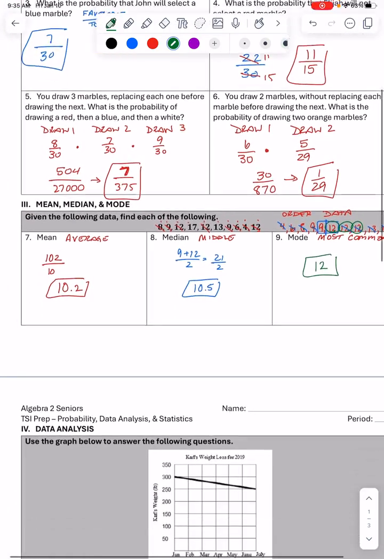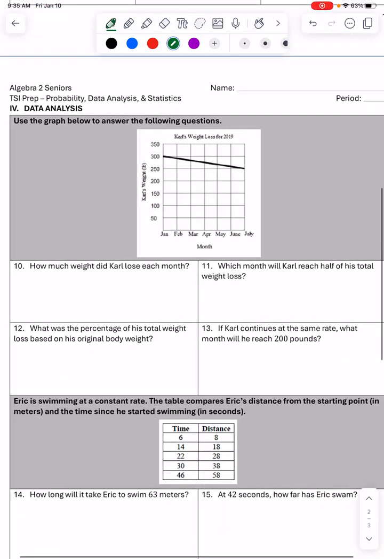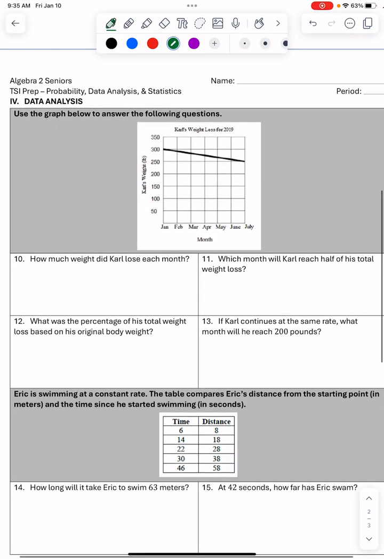So basic things there. And then the back here, looking at and interpreting graphs, all right? So for this first one, we have this graph, and it says how much weight did Carl lose each month? So we've got the months on the bottom, Carl's weight is on the y-axis here. So if we look basically per month, right, that's just your slope.